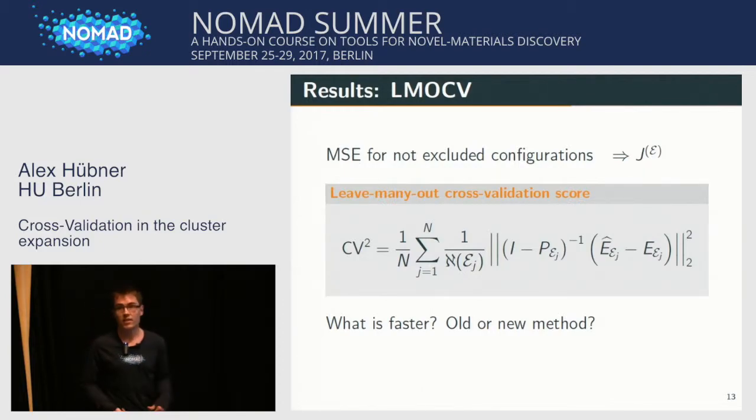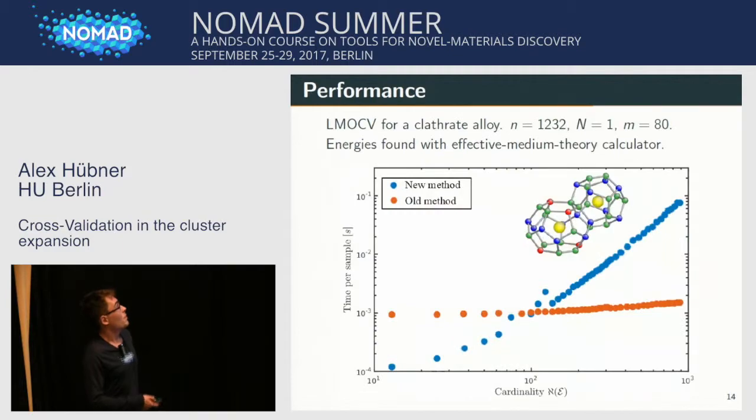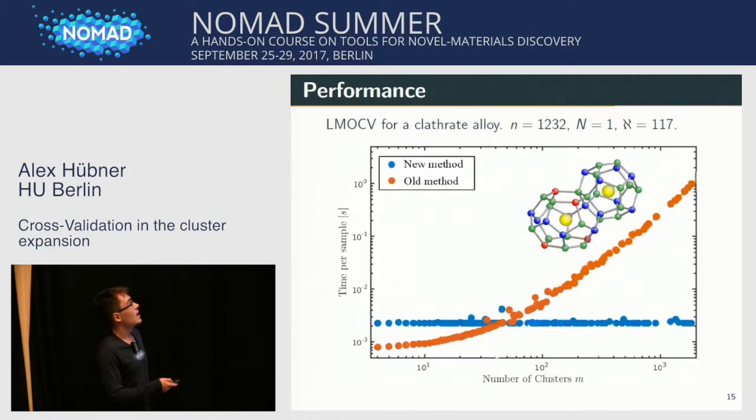So what is faster now, the old approach or this new method? When we keep everything fixed but change the number of excluded configurations, the new approach indeed scales badly, while the old does not. But if we keep the number of excluded configurations fixed, while changing the number of clusters, we see that the new approach does not scale at all, while the old does.